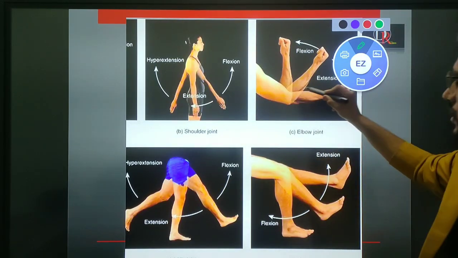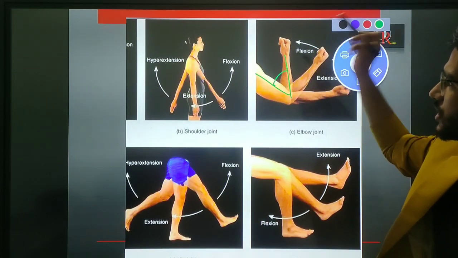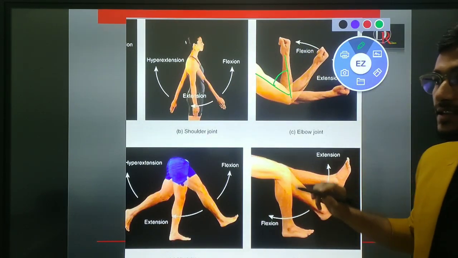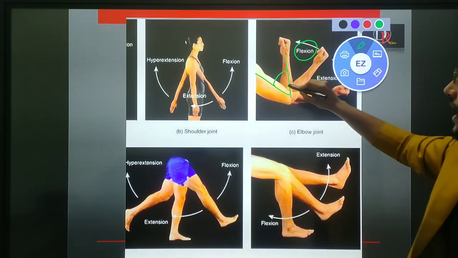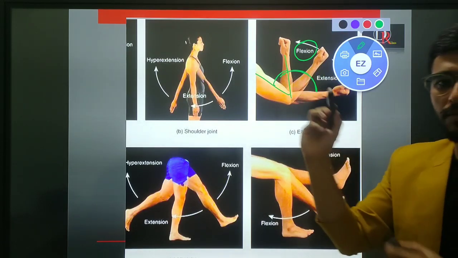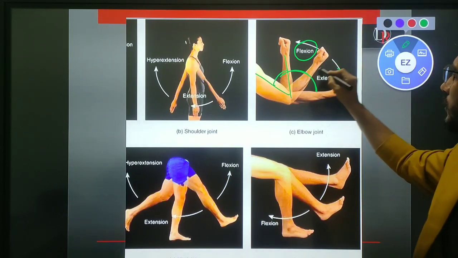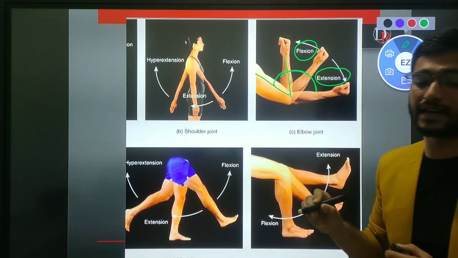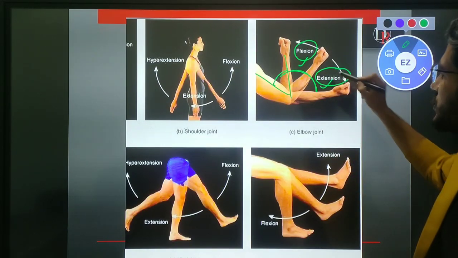The bending movement of the elbow joint in this direction results in a decrease of angle, and that is known as flexion. The movement away from the mid axis, which leads to an increase in angle, is known as extension. So the terms flexion and extension can be changed.